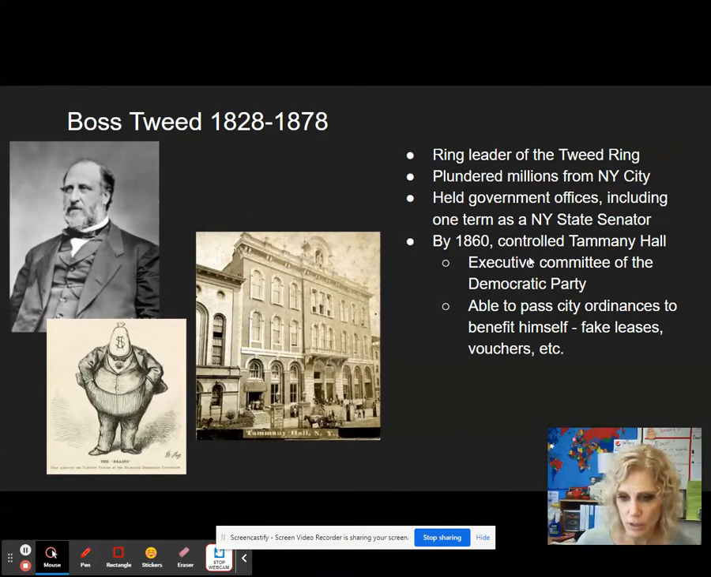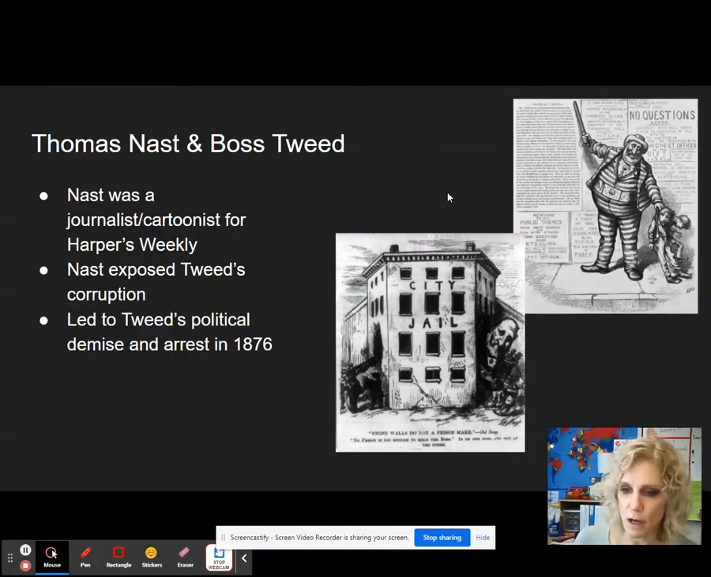Eventually, people called him on his bluff. There was a specific journalist named Thomas Nast, who created political cartoons as well, and he really focused on bringing Boss Tweed down. Nast, like I said, was a journalist for Harper's Weekly, and over a period of time, he tried to expose Tweed's massive corruption in New York.